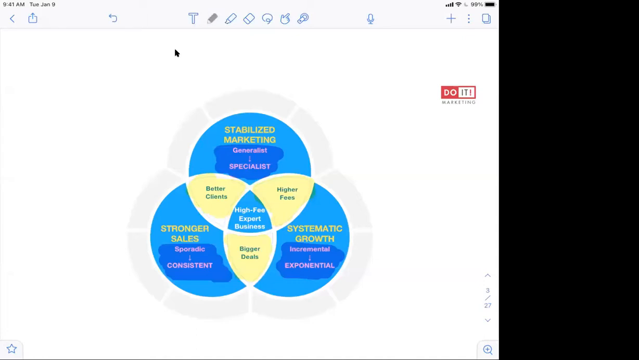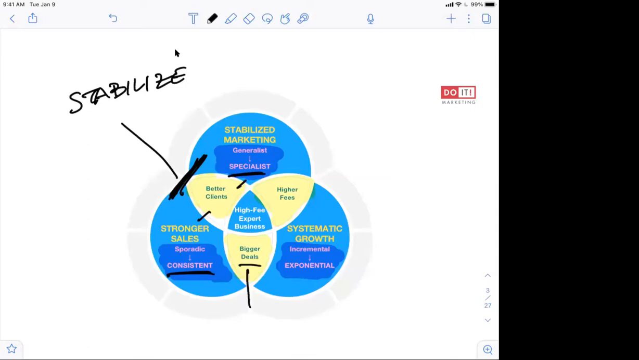So let me map out what this looks like when you start to combine some of these things. Better clients. The verb to think about here is stabilize, right? You're now moving into specialist positioning. You've got consistency in the sales process. When you get those two going, you are going to be able to attract better clients here and close better clients here. That's the stabilized leg of the stool. If we look down here, bigger deals is really about strengthen.